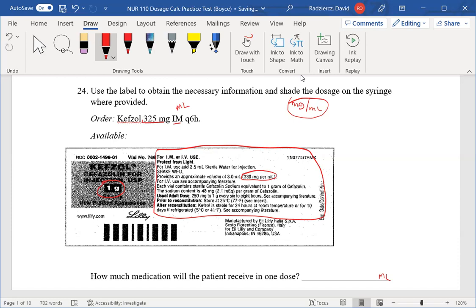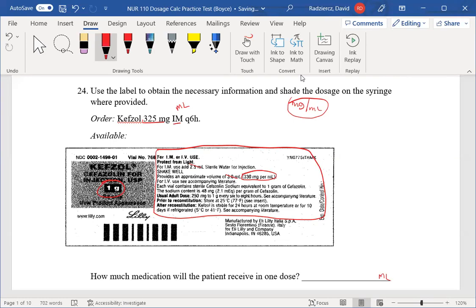That is what we're looking for. We're looking for that 330 milligrams per milliliter. That is our available. So I don't do anything with the 1 gram. The 1 gram is somewhat of a distractor. I need to look in the directions and find out what it's going to be after I add the 2.5 milliliters of water. So I don't need to worry about the 2.5 or the 3, because I already know my concentration is 330 milligrams per milliliter.